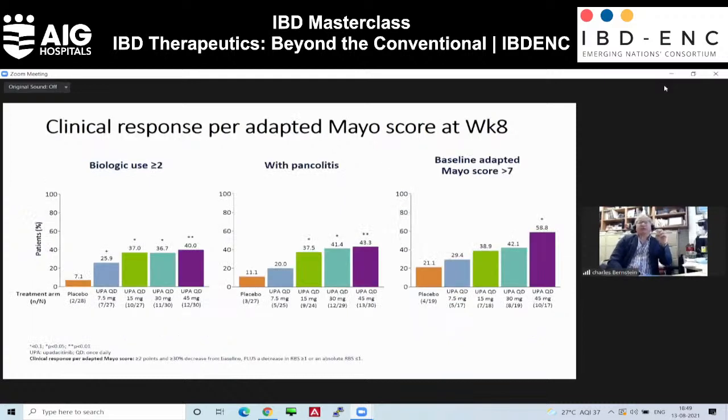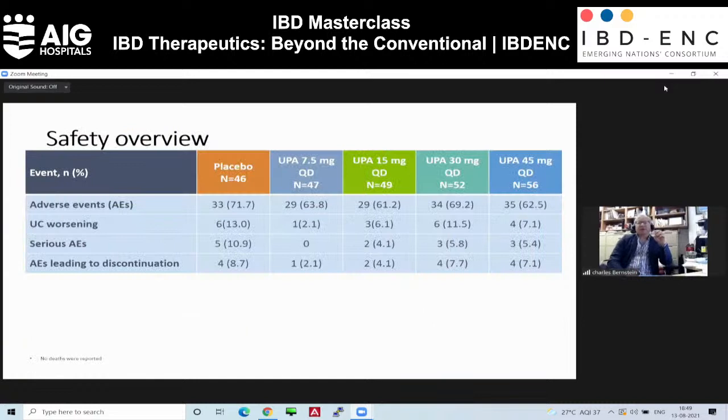The clinical response in people who've previously had 2 biologics, which is not uncommon when starting to try these JAK inhibitors in biologic experienced patients, that data looked very good. People with pancolitis, that data looked very good. And it's hard to see that there's any difference in dose response between 15 and 45. And in terms of safety overview, you're starting to see maybe a bit of a signal that at the higher doses, there's a little bit more action than at lower doses.